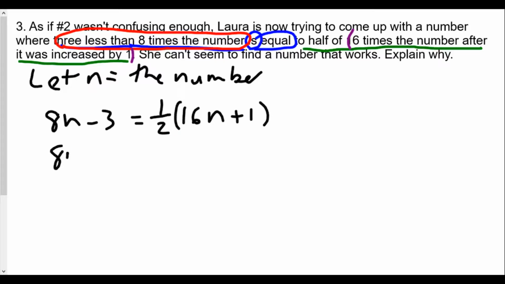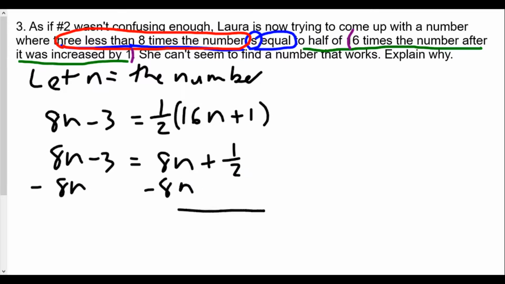So we'd have 8n minus 3 is equal to, now half of 16 is going to be 8n, plus 1 times a half is 1/2. She can't seem to find a number that works. Well, there's a reason why. Poor Laura has now, if we subtract 8n on both sides, created what is called an inconsistent equation, because when we try to solve for n, we get -3 equals 1/2. So why did Laura make an error here?